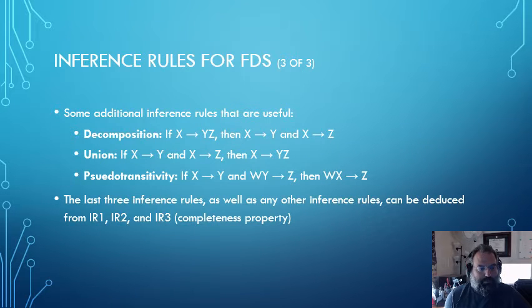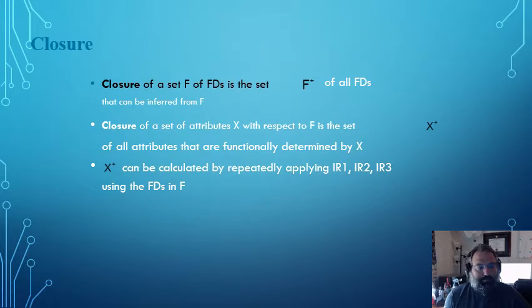Inference rules for functional dependencies, some additional inference rules that are useful. Decomposition: if X implies YZ, then X implies Y and X implies Z. Union: if X implies Y and X implies Z, then X implies YZ. And pseudo-transitivity: if X implies Y and WY implies Z, then WX implies Z. The last three inference rules, as well as any other inference rules, can be deduced from IR1, 2, and 3 through the completeness property.